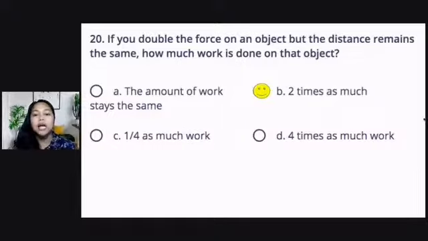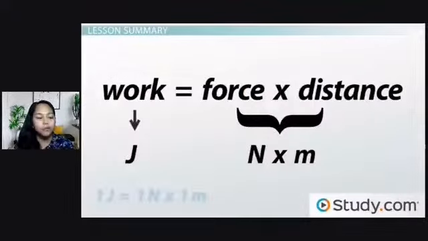Now, work is calculated by multiplying force times distance. Okay, so work po ay force times distance lamang. And force, of course, the unit for force is Newton, while the unit for distance is meter. And when you multiply Newton meter, you'll get a unit which we call joule. Okay, so joule is Newton meter siya, and that's the unit for work.